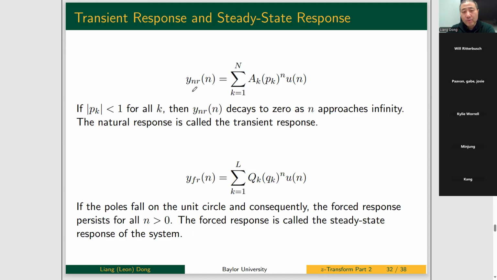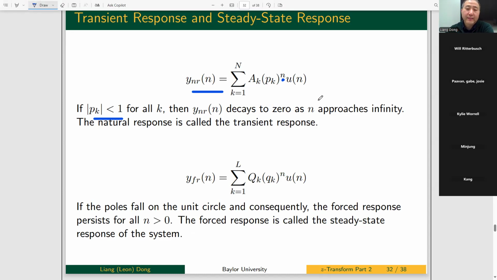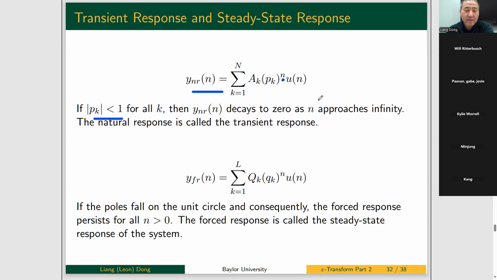The first one is the natural response of the system. If the absolute value of p sub k is less than 1 for all k, then because it's raised to the power n, when n increases, starting from 0, approaching infinity, eventually this part will decay to 0 because p sub k is less than 1. And therefore, this natural response, which is feedback, will die out. The system is not going to evolve forever. Otherwise, you will have an unstable system.